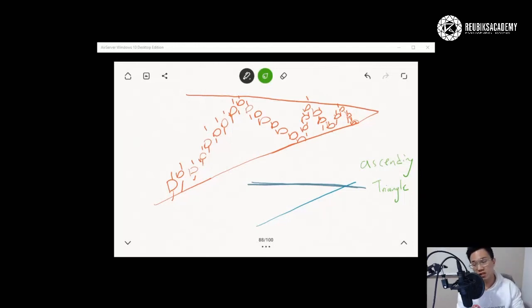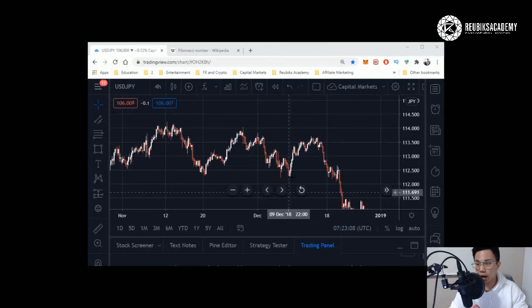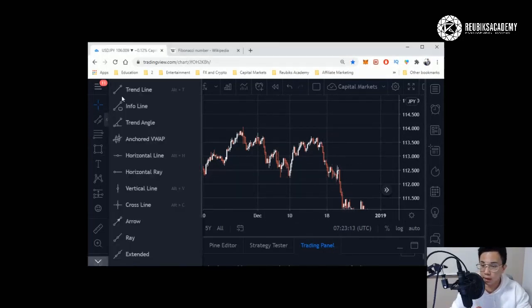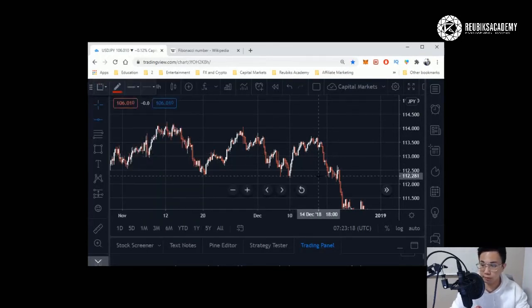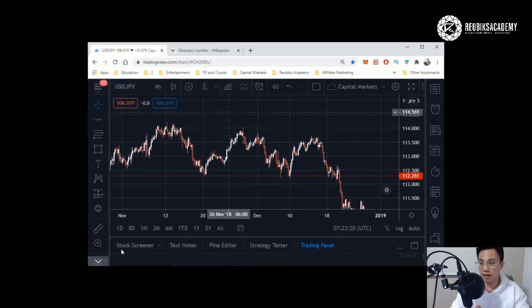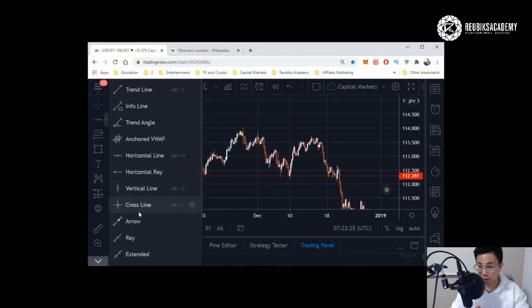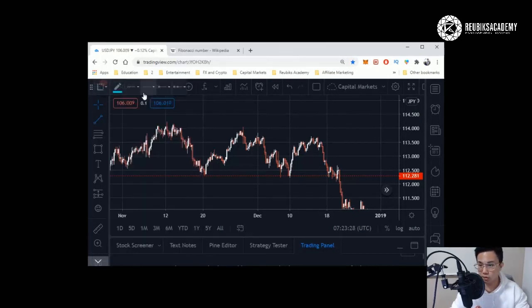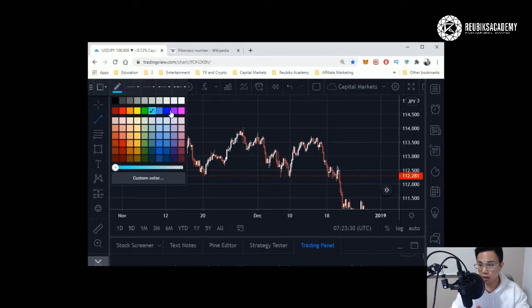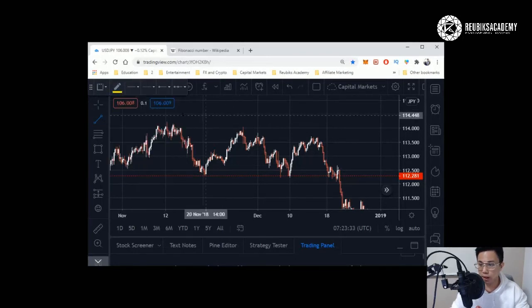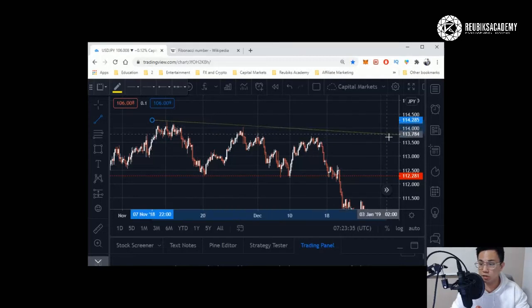Now, how would these triangles look on the chart? Let's go to the chart. So this is a chart I looked for a very long time before I found this. Now very simple. First of all, you want to draw the support. So this is the support. The red dotted line is the support. Okay, next you want to draw the trend line. So this right here is a trend line. Now I'm going to put it in a different color. Let's put it in yellow. Okay, so you can see that this is the trend line over here.